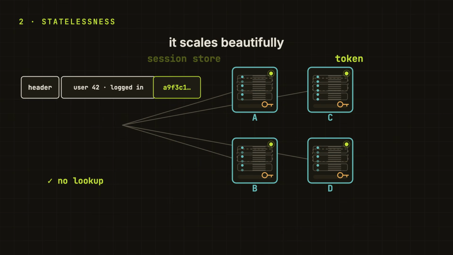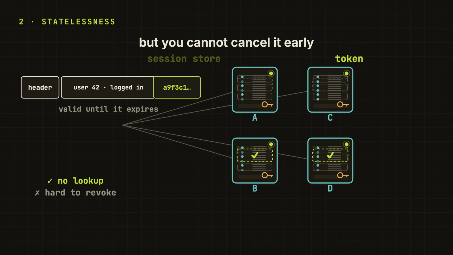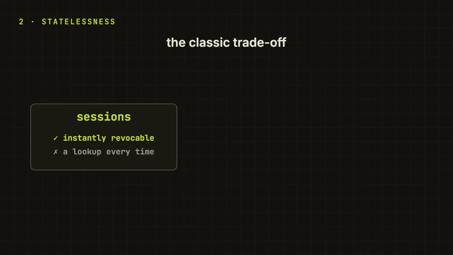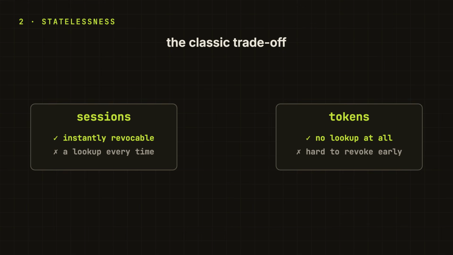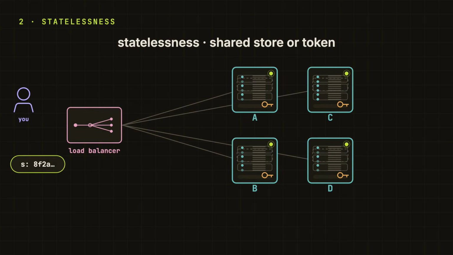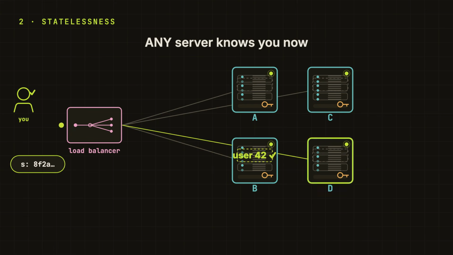The benefit, it scales beautifully. No database hit. The cost, it is harder to cancel early because the token is valid until it expires. Sessions versus tokens: lookup but revocable versus no lookup but hard to revoke. This is the classic trade-off between the two. So, in our store, statelessness plus a shared session store or a JWT is what lets any of our many servers recognize you, no matter which one you land on.